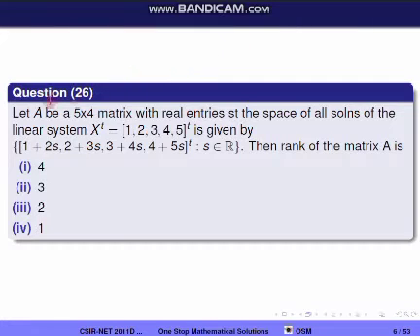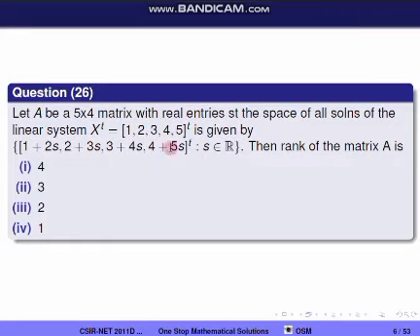Next question, question 26. Let A be a 5 cross 4 matrix with real entries such that the space of all solutions of the linear system Ax equal to (1, 2, 3, 4, 5) transpose is given by the set of all (1 plus 2s, 2 plus 3s, 3 plus 4s, 4 plus 5s) such that s is an element of R, then the rank of matrix A is.